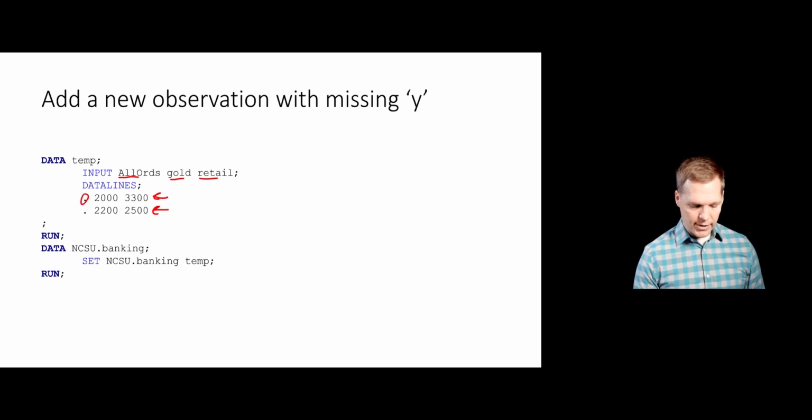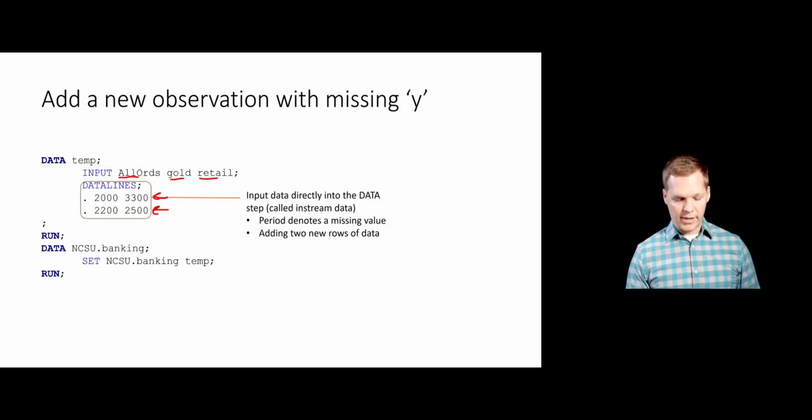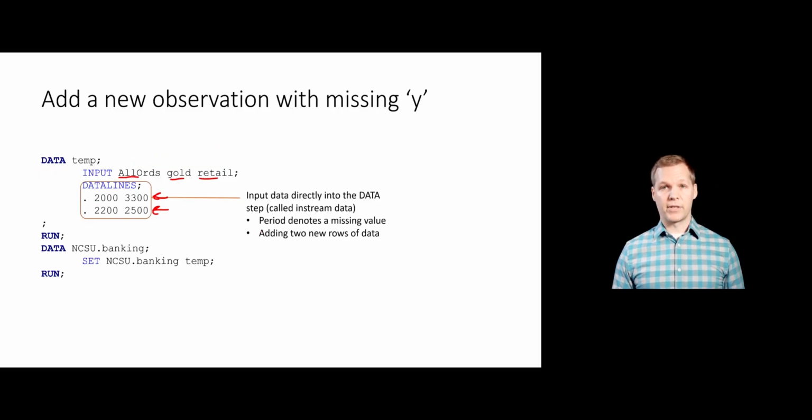Notice that I'm using periods here. These periods are representing missing observations. For numeric variables, periods are missing, right? So I'm not including new Y values. These are not going to be used when I actually go to fit my model.